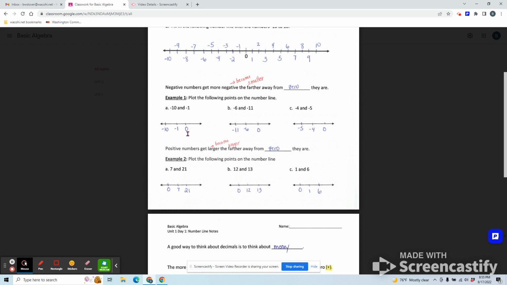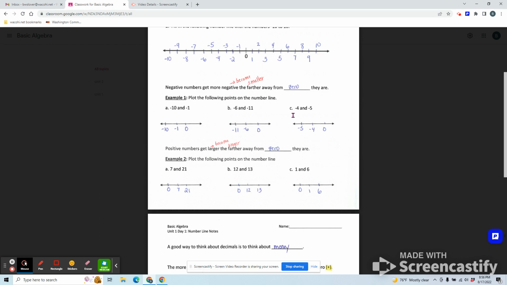Now I put 0 here and I put it on all the other examples because that's my reference point. I need to know where 0 is. My positive numbers are to the right of 0, and since these are both negative, they're both to the left of 0. It just gives me a reference.